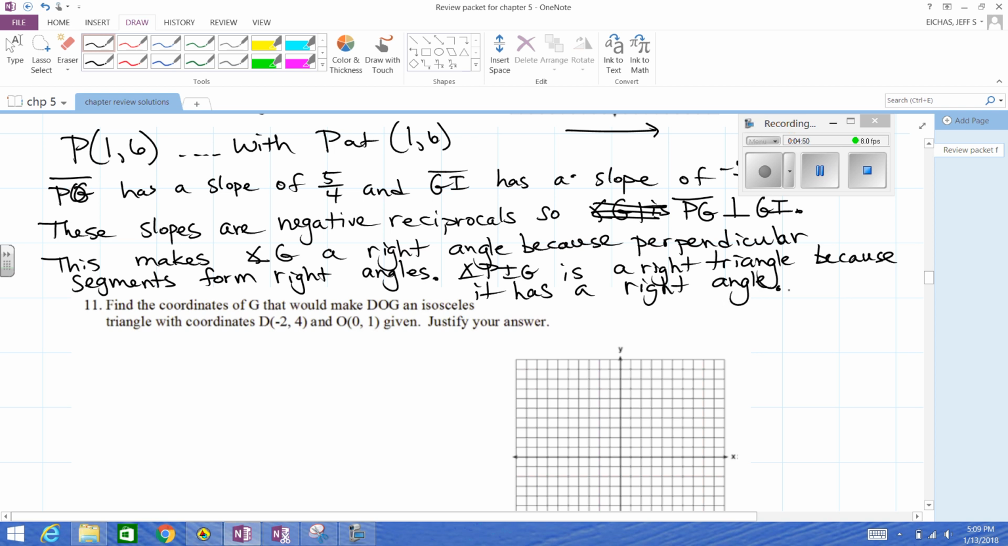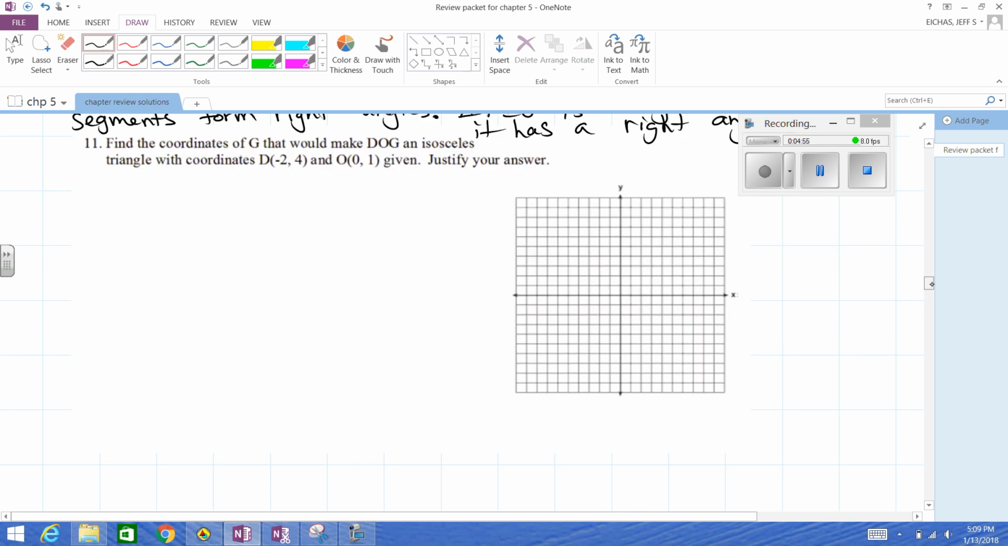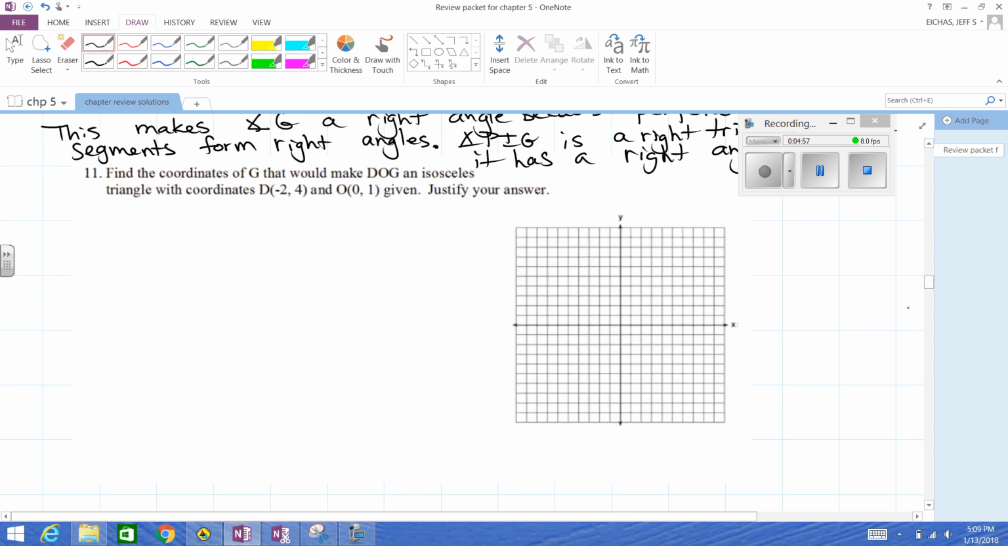Okay, so we'll move on to the next one. So, isosceles triangle. All right. So (-2, 4) is D, and (0, 1) is O. And it doesn't say which sides are going to have to be congruent for this.